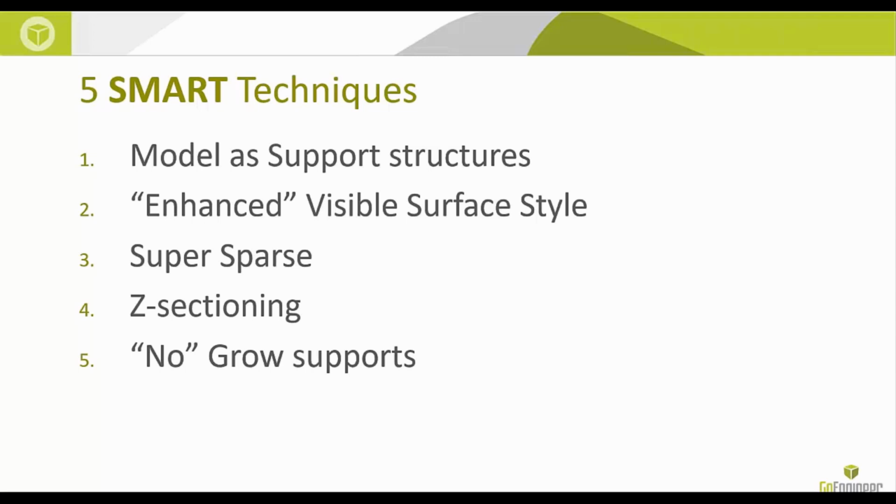Next, we'll do super sparse, where we're going to take some custom groups and use that to drive sparse fill on large parts well beyond what the system would normally do as a default, to get some time and material savings out of that. Then we're going to look at an approach for Z sectioning, whereby we take a part, split it somewhere in the middle, and then we can flip the top part around and take a part that would otherwise have significant amounts of supports and make it virtually no supports.